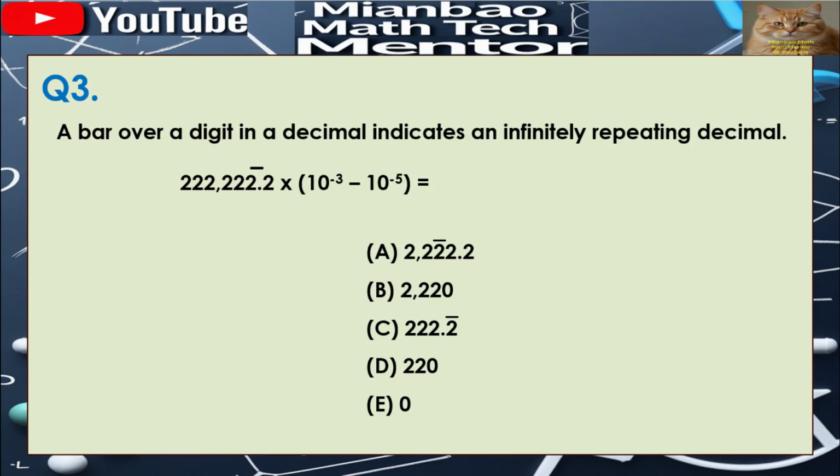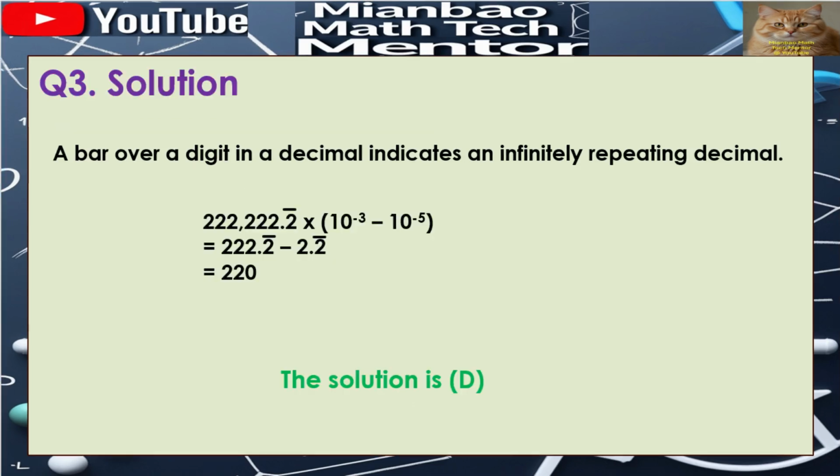Question 3. Which of the following answers is correct? A, B, C, D, or E? A bar over a digit in a decimal indicates an infinitely repeating decimal. After calculation, it is 220. The answer is D.